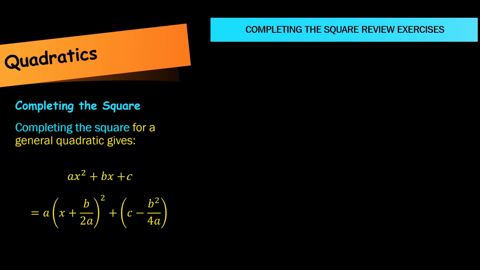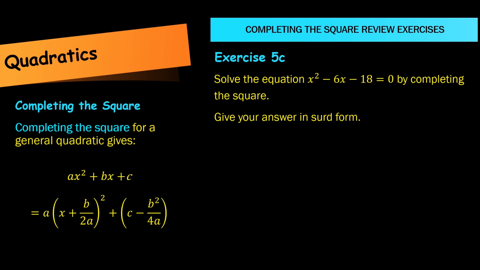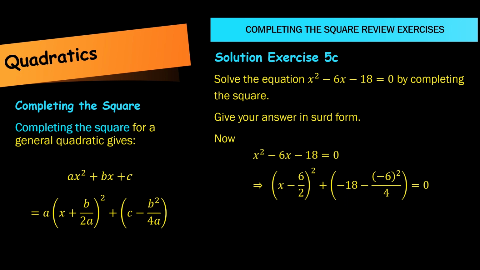Solve the equation x squared minus 6x minus 18 equals 0 by completing the square. Give your answer in surd form. So let's apply this to our example. Here we've input a equal to 1 and b equal to minus 6 in our formula as shown. And now c equals minus 18. And here a and b again. And tidying up gives us x minus 3 all squared minus 27 equals 0.